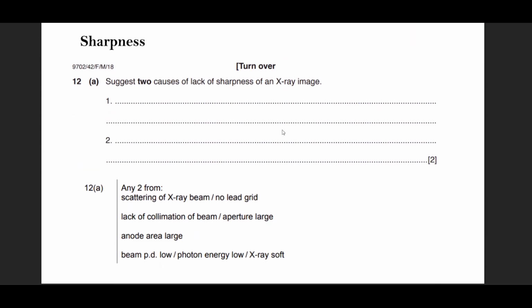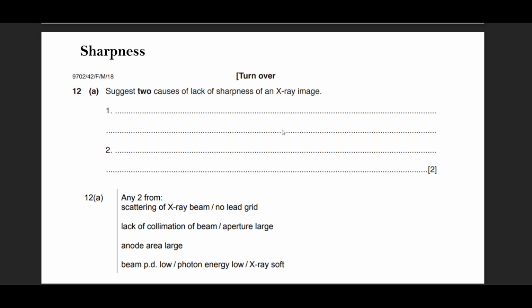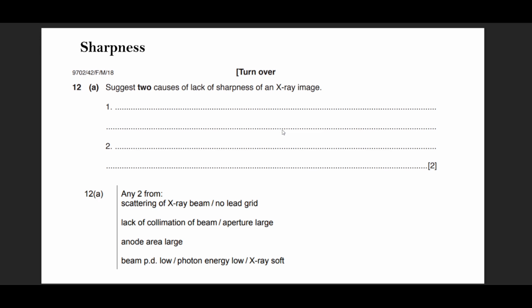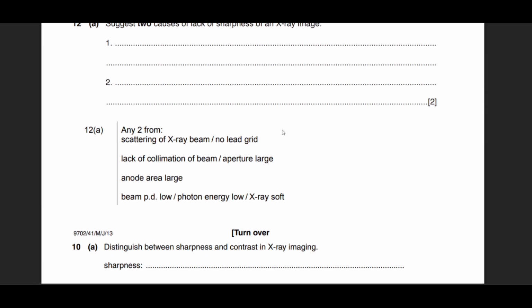This is a slightly tricky topic because it actually stems from the O-levels light and lenses topic, but let's go through that. He says, suggest two causes of lack of sharpness of the X-ray. You see, the scattering of X-ray, lack of collimated beam. This is what I've explained in the earlier part of this lesson. The anode area is large, the beam has low potential difference, of course, causing soft X-ray.